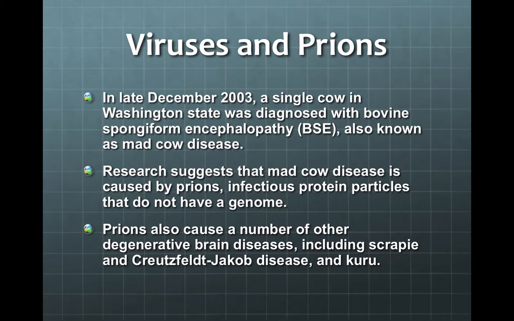So in late December 2003, a single cow in Washington state was diagnosed with bovine spongiform encephalopathy, also known as mad cow disease. The research shows that mad cow disease is caused by prions, which are infectious protein particles that do not have a genome.